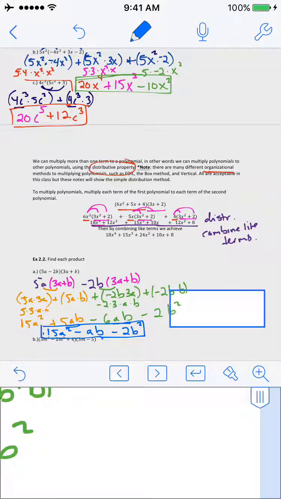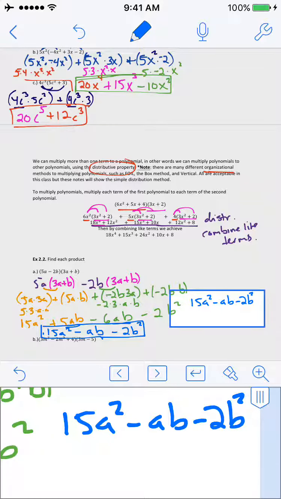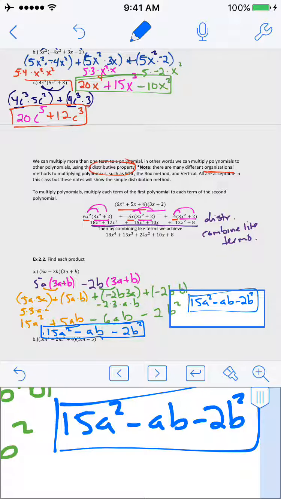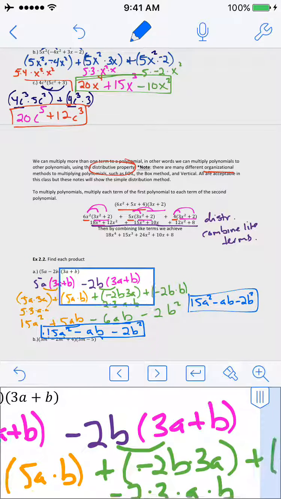I'm actually going to write that over here because I have to erase that in a sec. 15a squared minus ab minus 2b squared. That's my product. Cool. So notice it was no different than when we just multiplied by a monomial. We just happened to do it twice because there were two of them. That's all it is, okay? So if you think you've got distribution property down, this entire section should be very easy for you because it's just distribution property and combining like terms.